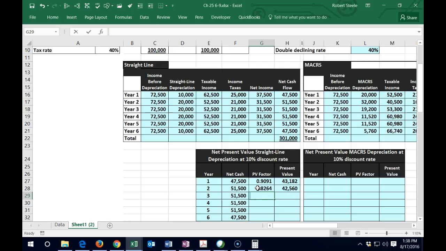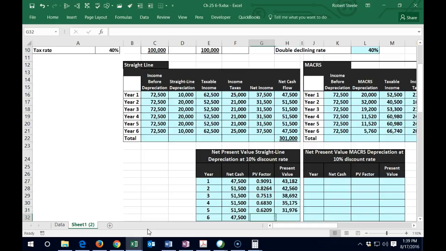Year 3, we're going to multiply it times 0.7513. So we're going to multiply that out. This equals the 51.5 times that. It's even less because it's 3 years out. And year 4 is going to be 0.6830. And we're going to say this equals the 51.5 times that. And it's, of course, going down. We could see a trend here. We got this 0.6209. And we'll multiply that out.